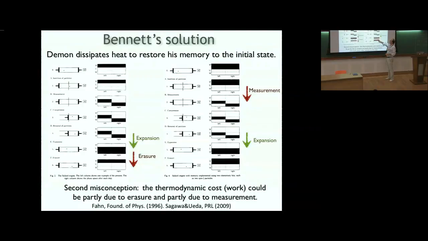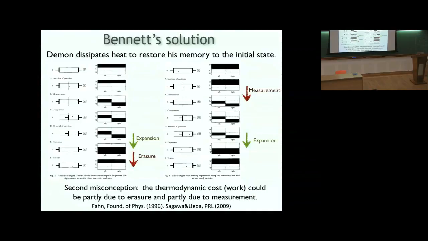So here, the compression of the phase volume is in the measurement. So here, you have that the cost is in the eraser, and here the cost is in the measurement. And you can have all the combinations, and this was as well proved by Sagawa and Ueda in PRL. This paper is in the list of references that you have. So you have all the possibilities.